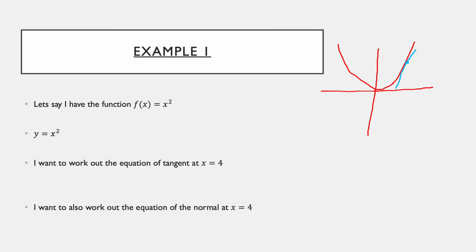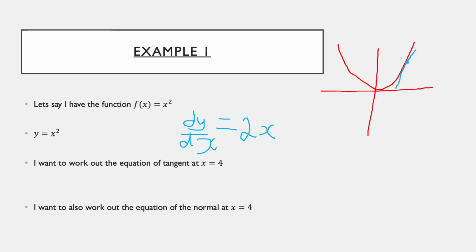To work this out using differentiation, what I've got to do firstly is differentiate the function, so work out dy by dx. Differentiating x squared goes to 2x. If you're not happy with that, please check my previous video. The power comes down as a multiplier, and then the power also comes down by 1. So dy by dx equals 2x.